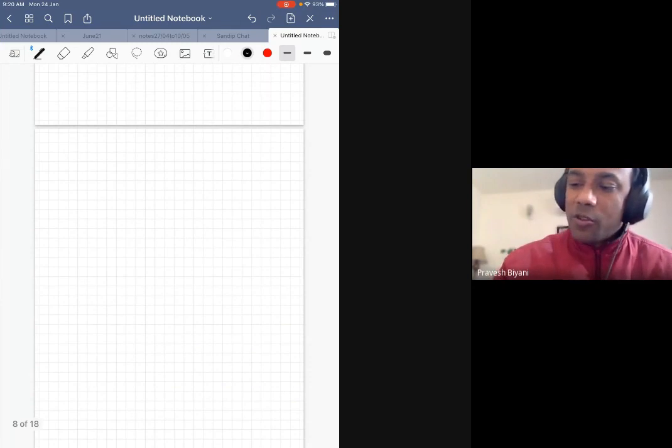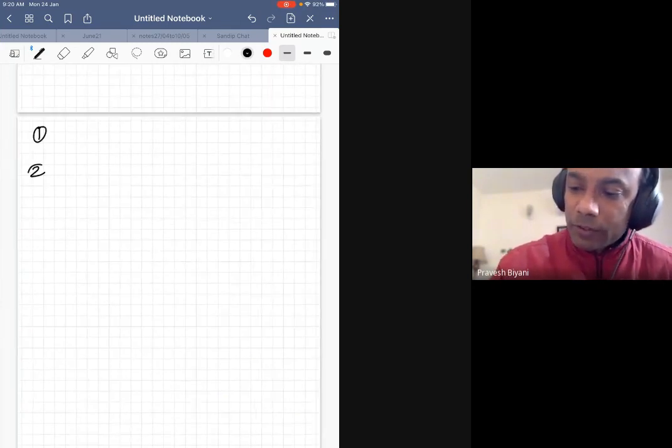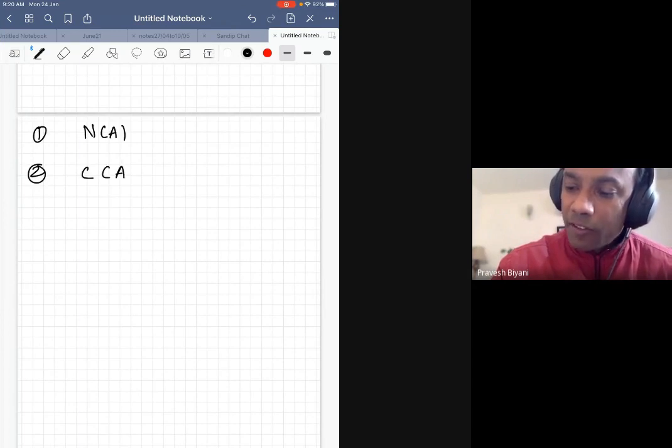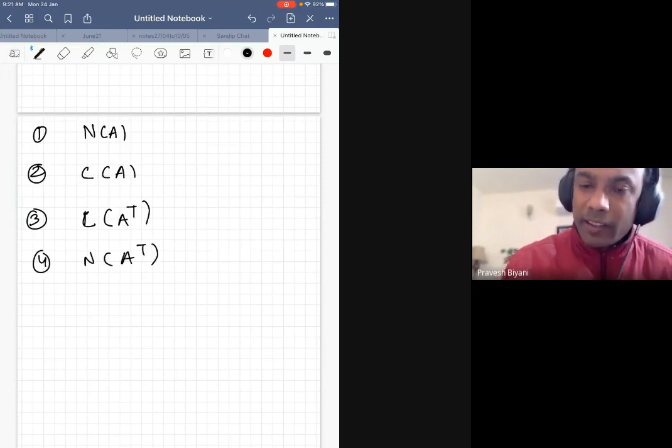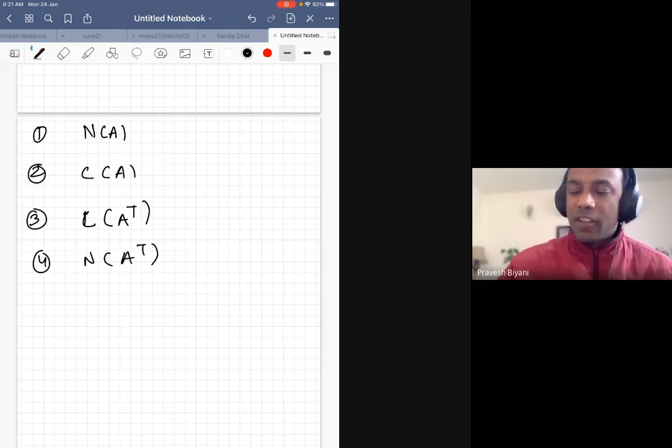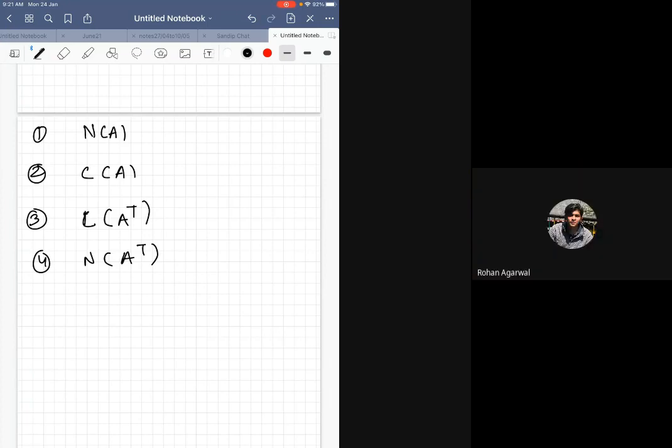Okay, so we saw null space of A, we saw column space of A. Similarly, we can define column space of A transpose and null space of A transpose. Can you guys quickly tell me what is column space of A transpose here? So it's nothing but the row space.